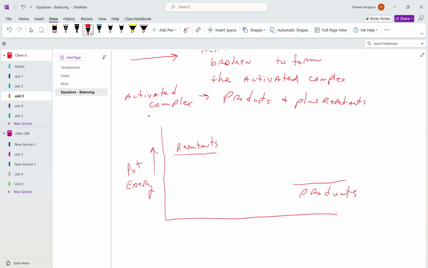Now, potential energy. There's two kinds of energy, potential and kinetic energy. The more potential energy something has, the more unstable it is. Okay? So the more potential energy, the more unstable it is. Now notice on this graph, the reactants are higher than the products. That means the reactants on this graph have more potential energy than the products on this graph.